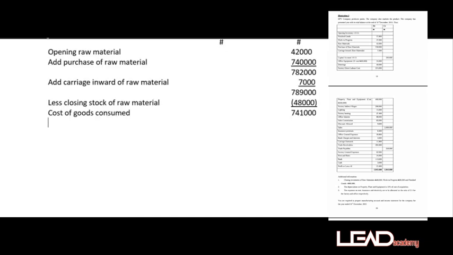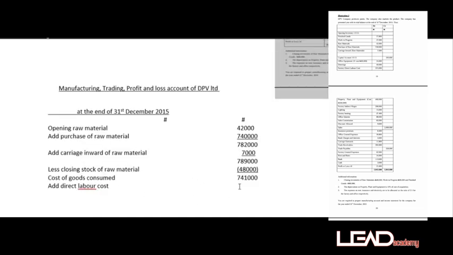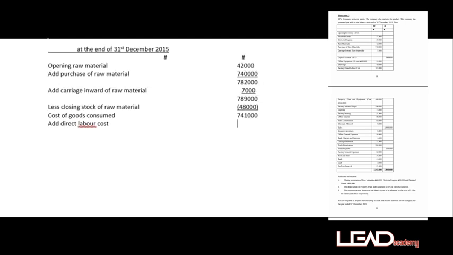So the next thing to do is to add your direct labor cost, which is in our question. So when you check our question, then you get the direct labor cost. So our direct labor cost is 274,000. Then once you add it up, you're going to have a prime cost.